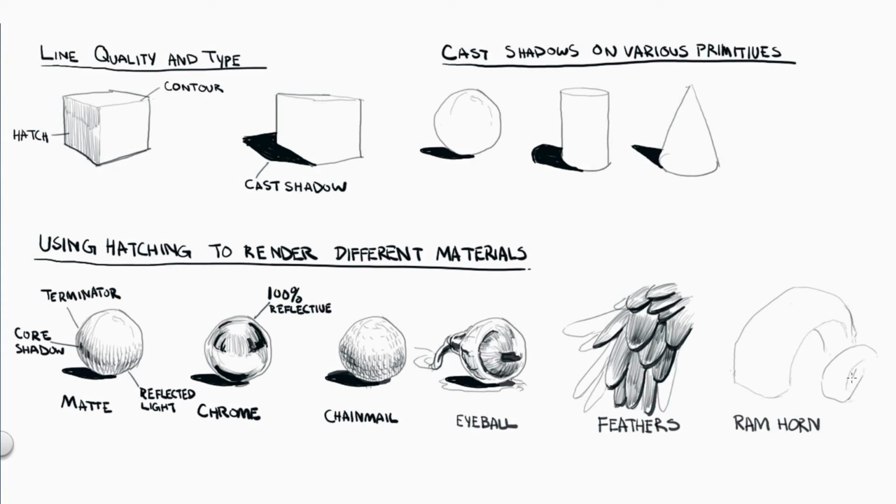Since the ram horn is essentially a spiraling rectangular prism, I add in hatching on one side to indicate the plane shift. Notice how I use a heavy line weight on those overlapping forms to indicate that one is in front of the other. Notice that I leave a lot of rest areas in the ridges that are in highlight.